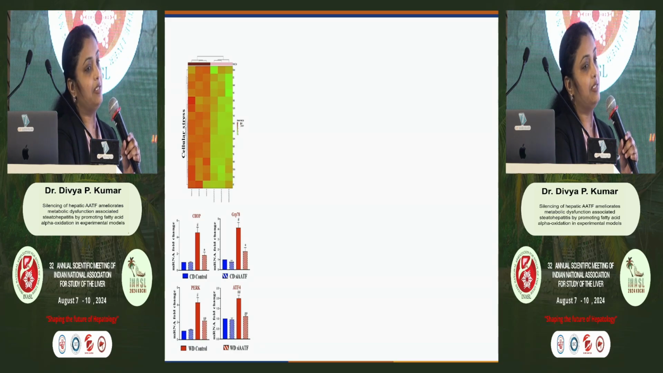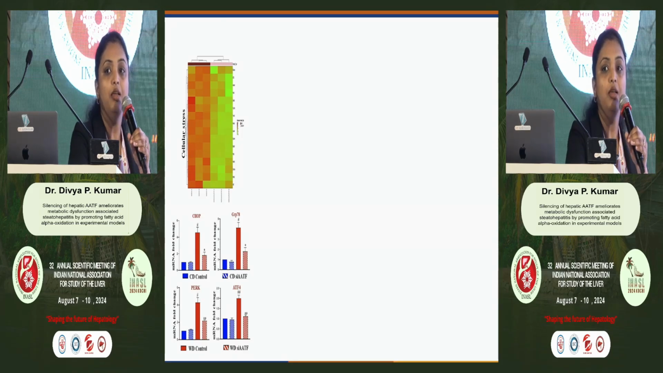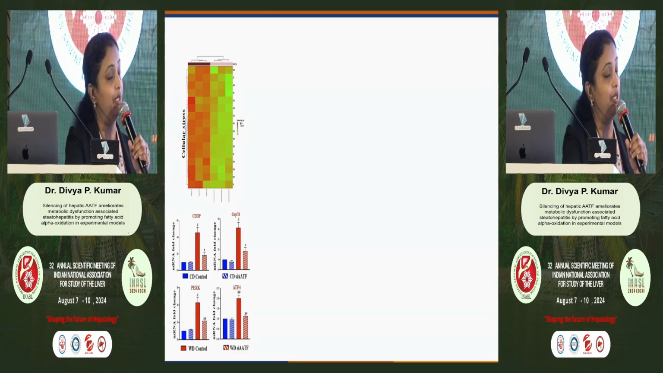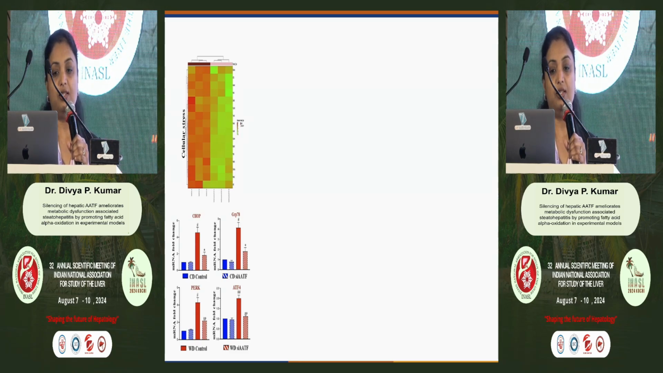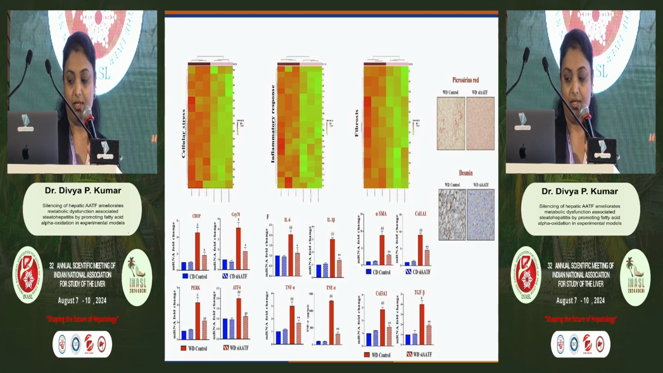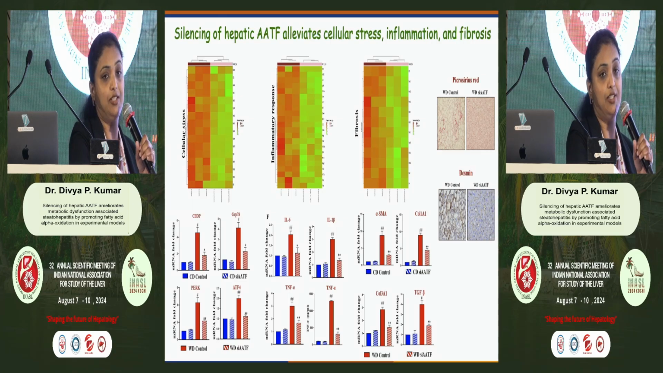In the RNA-seq data, throughout the study, we didn't depend on the RNA sequencing alone. We validated certain targets by PCR expression as well as Western blot and ELISA wherever required. As you see, the cellular stress, inflammatory response, and fibrosis were alleviated when we silenced hepatic AATF.